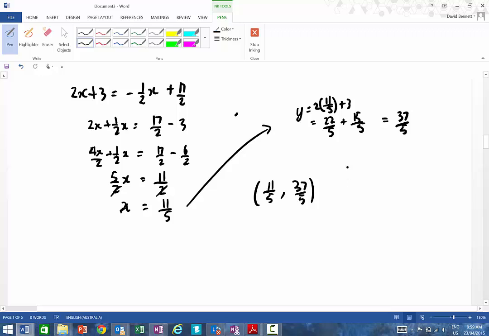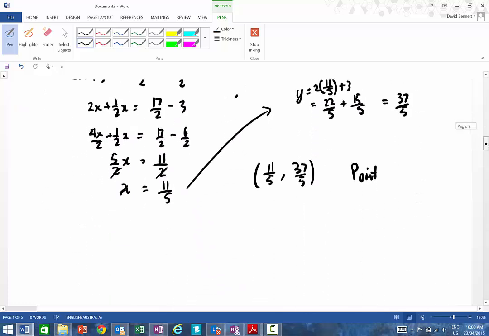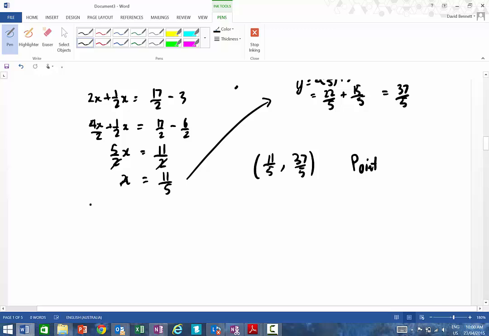So the first thing now is I've got my point. Alright, so I need to know that. So now technically the question becomes, I know this point up here, I know this point over here, and it's the distance between those 2 points that I need to find. Okay, so I've got the point 7, 5, I've got the point 11 on 5, 37 on 5. Alright, so I need to find the distance between those 2 points.